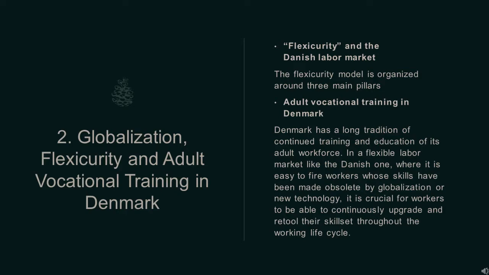The flexicurity model is organized around three main pillars. First, there's a relatively low level of employment protection, as Danish firms have the lowest level of difficulty among Asian, African, and also Latin American countries in dismissing permanent workers. And statutory severance payments are relatively low. As a result, average job tenure, the time spent in the job, is among the lowest in Europe.